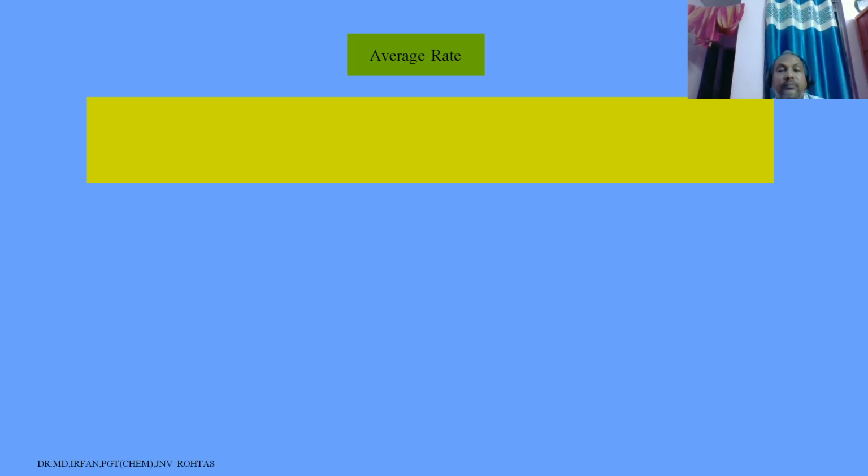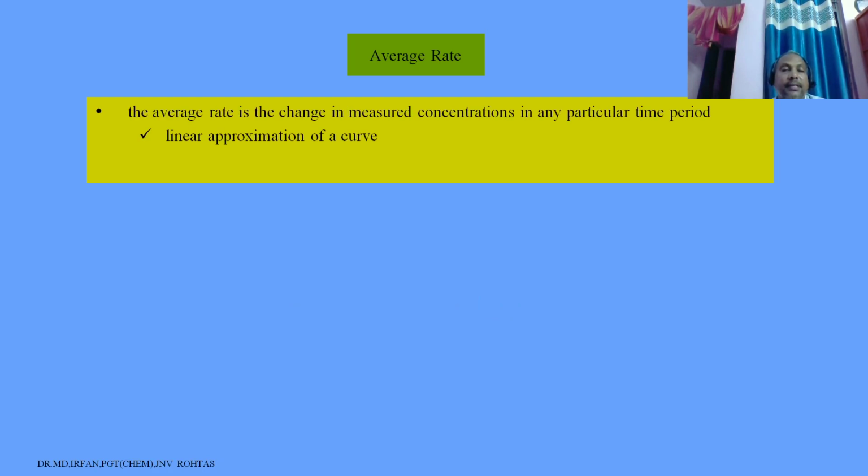Average rate. The average rate is the change in measured concentration in any particular time period. It is a linear approximation of a curve. किसी भी कर्व का यह linear approximate होता है, और हम लोग किसी भी टाइम पीरियड में जो रेट ऑफ रिएक्शन मेजर करते हैं, चेंज इन कंसंट्रेशन अपॉन क्या हो गया? टाइम पीरियड, टाइम इंटरवल. तो उस रेट ऑफ रिएक्शन को ही हम लोग एवरेज रेट कहते हैं. What is average rate? Average rate is the change in concentration with respect to time period. पर्टिकुलर टाइम पीरियड में अगर हम लोग रेट ऑफ रिएक्शन निकाल दें, उसी को एवरेज रेट कहते हैं.